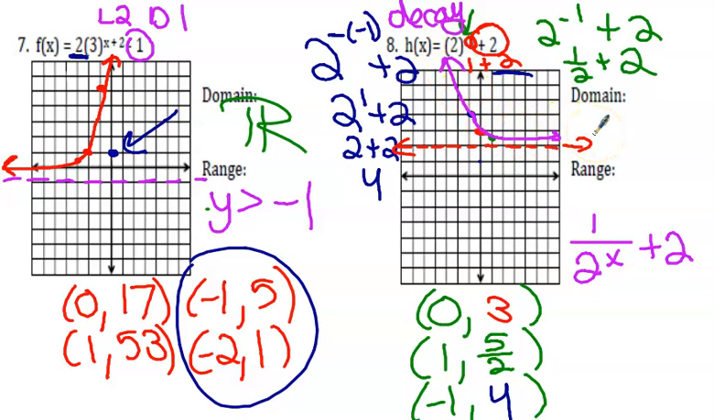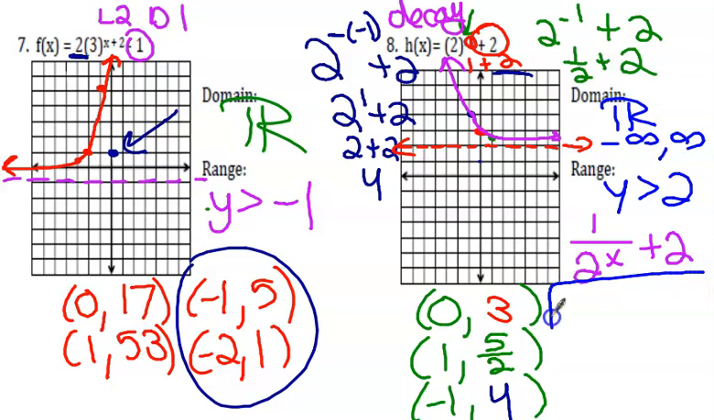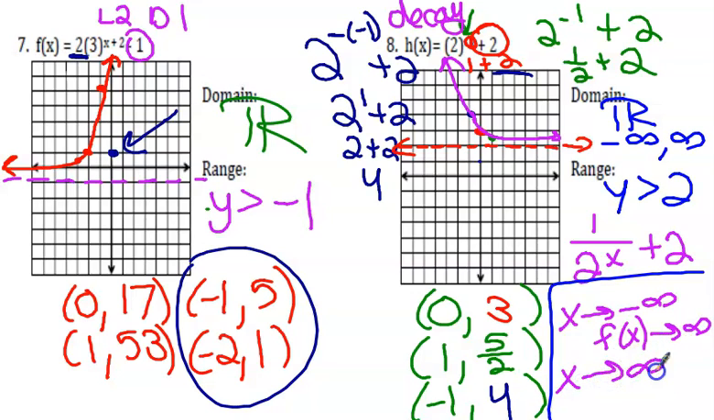Well, does that affect the range? No, the range is still y is greater than 2. All my y values are above the 2. My domain is all real numbers still, or -∞ to infinity. What would it affect? It would affect my end behavior. So if x was approaching -∞, what's happening to the y? Well, the f of x is approaching infinity. What happens when x is approaching infinity? Well, f of x is approaching the 2. It's getting closer and closer to 2.